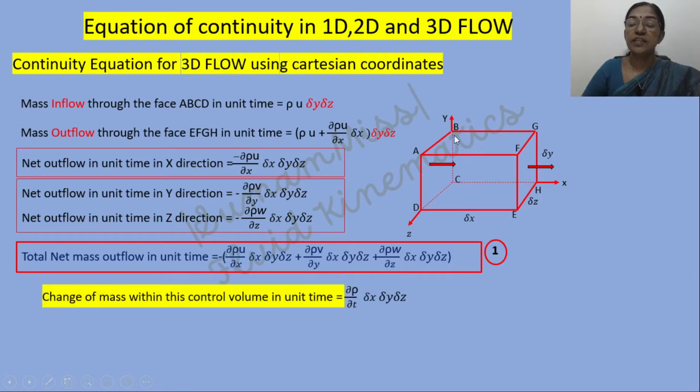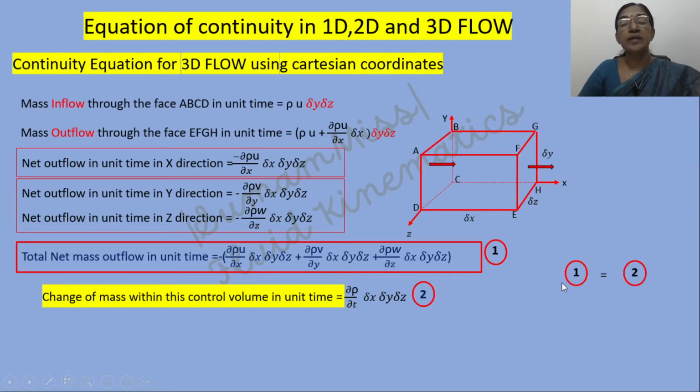Now the change of mass within this control volume per unit time, that is dm by dt, is equal to ∂/∂t of (ρ Δx Δy Δz). So Δx Δy Δz is the volume of this element, multiplied with ρ gives the mass. So the change of mass within this control volume is equal to the net mass outflow in unit time. So that means 1 equals 2.